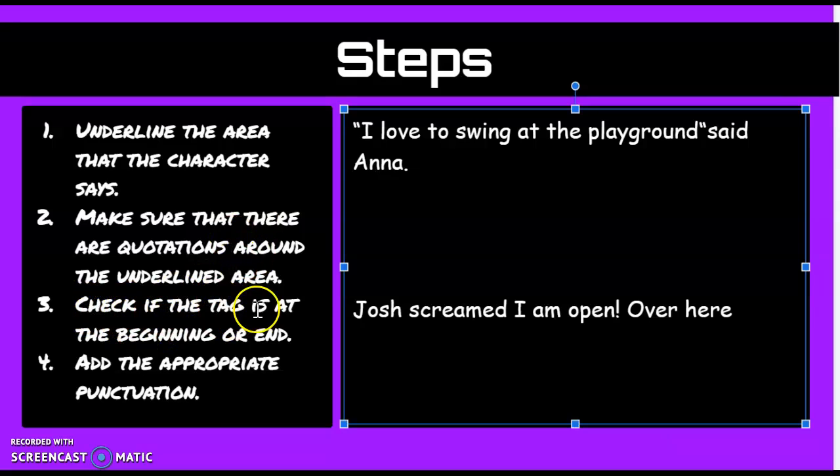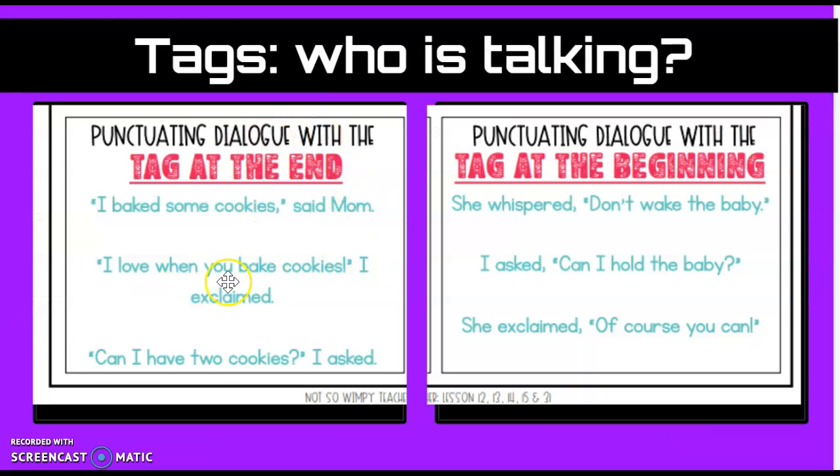The next thing is to check if the tag is at the beginning or the end. The tag is who is saying it. So who said, I love to swing at the playground? Anna. Said Anna. So this is the tag and it's at the end. Then we add the appropriate punctuation. Now, if the tag is at the end, the punctuation for these sentences change.